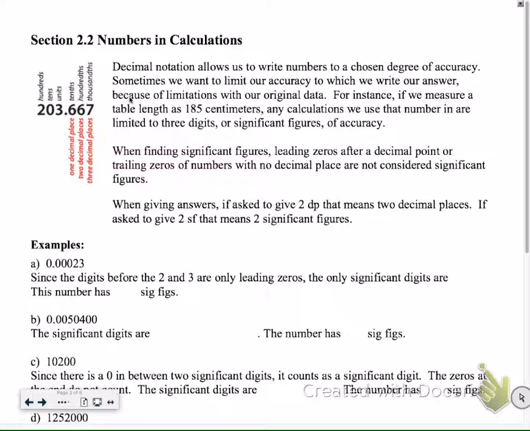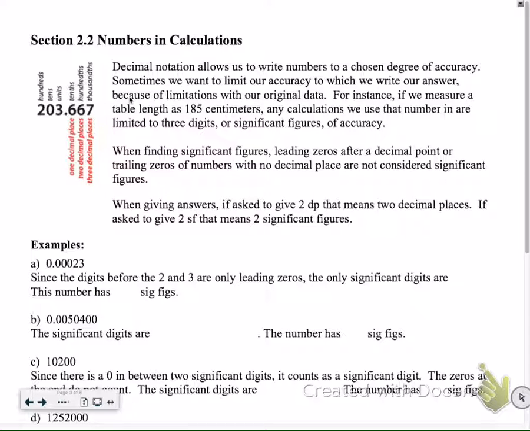All right, so this section's about numbers and calculations, partly about rounding, and then also just about some stuff about estimation. So decimal notation allows us to write numbers to a chosen degree of accuracy. So you can give something to a certain amount of decimal places, whatever the accuracy is that you want to do. Sometimes we limit our accuracy to which we write our answer because of limitations with our original data.